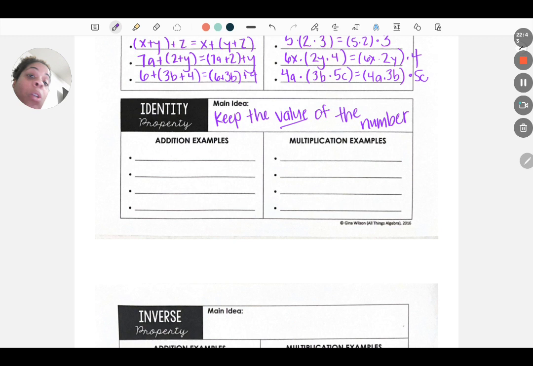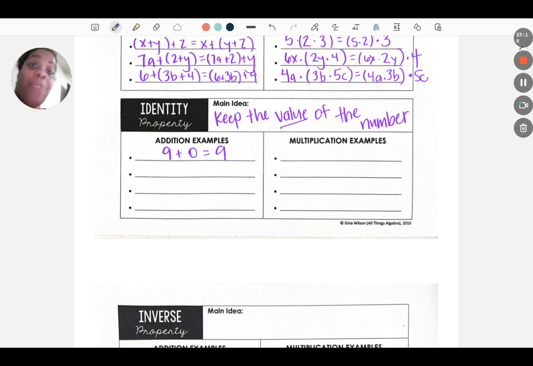So we can do anything to the number when it comes to addition and multiplication, but the value of the number has to be the same on the other side of the equation. For example, with addition, 9 plus 0 is going to equal 9, right? The value of 9 didn't change. That's called the identity. Identify with myself, right? Whatever myself is, I'm identifying with that, okay?